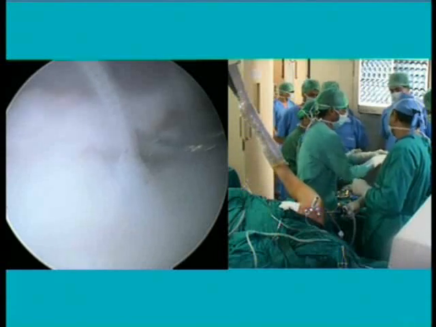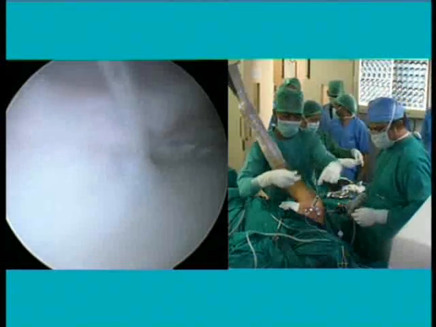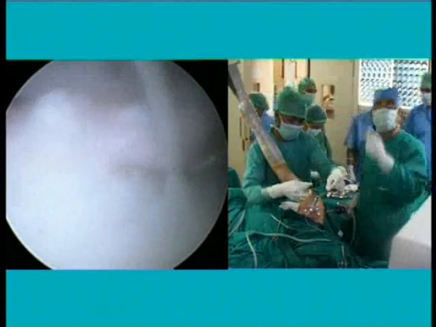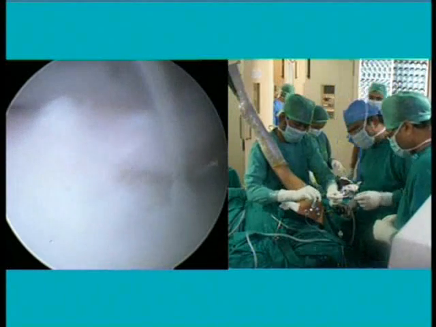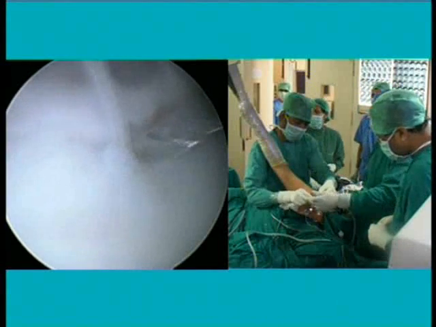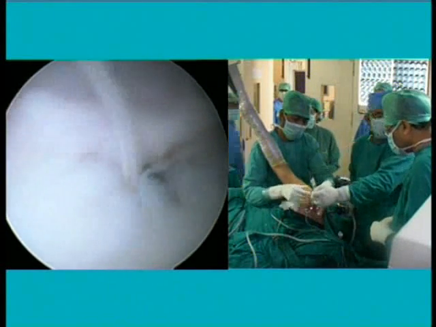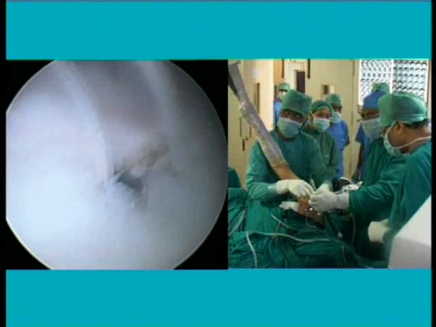Cleaning the bone so that the button that we will place will sit flush with the bone. And this is the 3 millimeter cannulated one.